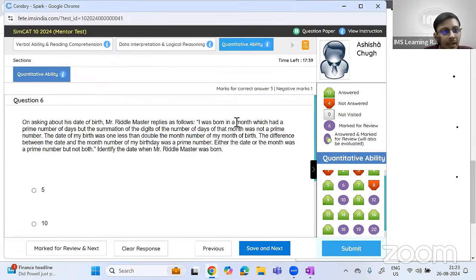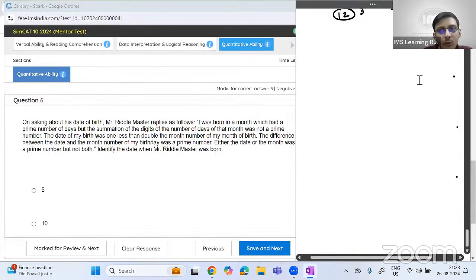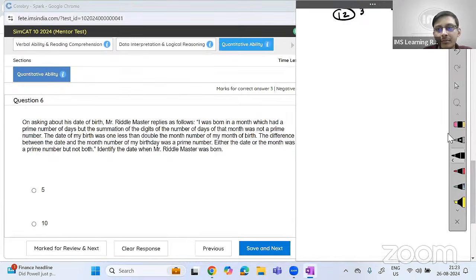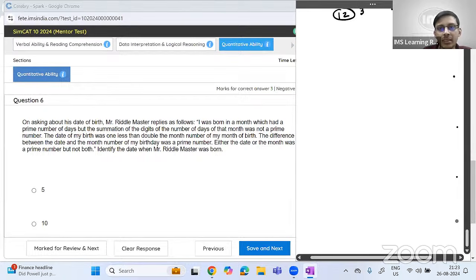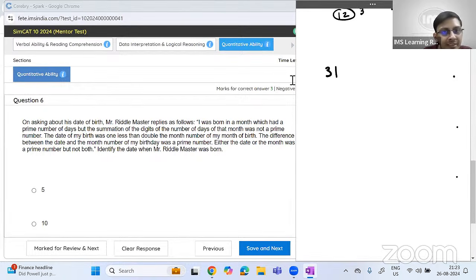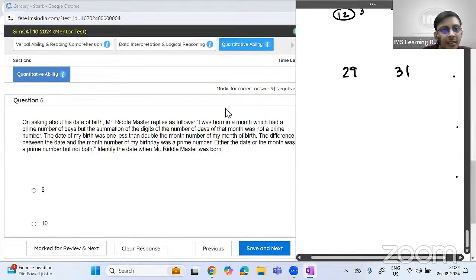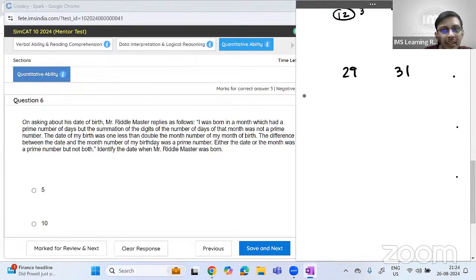Okay, I was born in a month with a prime number of days. Now, 30 is of course not prime, so we are looking at 31. Okay, 31 is a prime number of days. In fact, 29 is also a prime number of days. So we are looking at either of these.